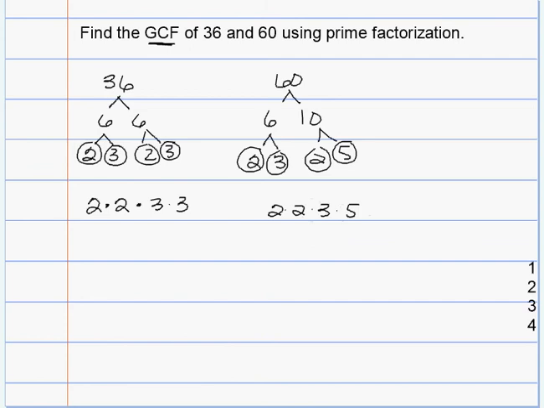Okay, now, what numbers do they have in common? We have a 2 in common. We have another 2 in common. And we have a 3 in common. So we're going to write down one of those numbers from one of those sets of numbers. Okay, so we know there's a 2, we know there's a 2, we know there's a 3. So don't write it down twice, just write that down once. Then multiply them. 2 times 2 is 4, 4 times 3 is 12. So your greatest common factor is 12.